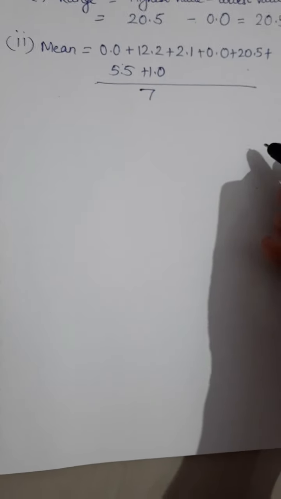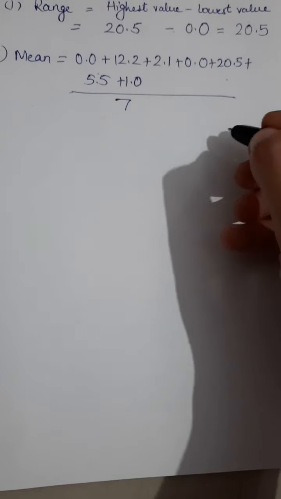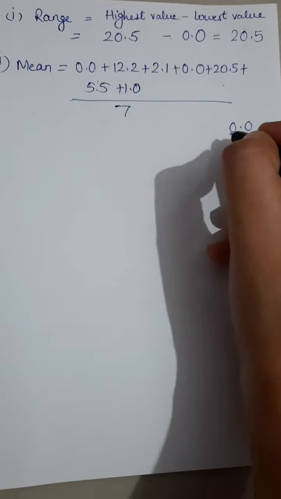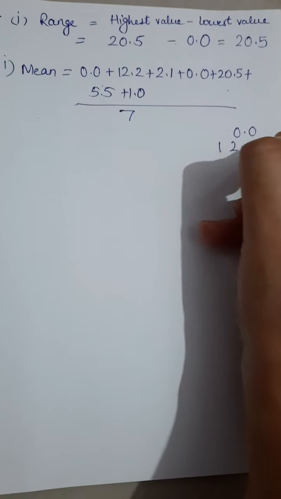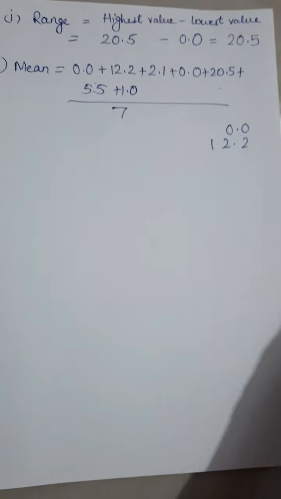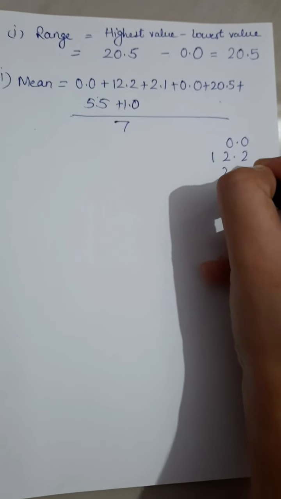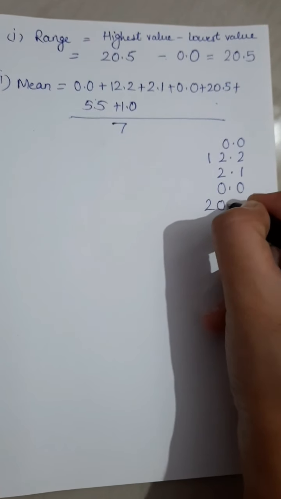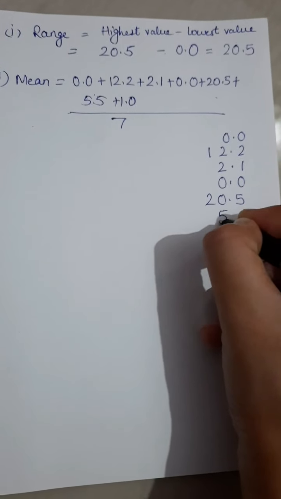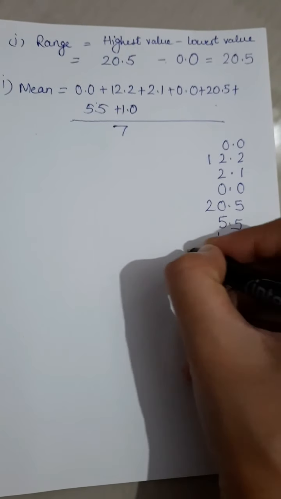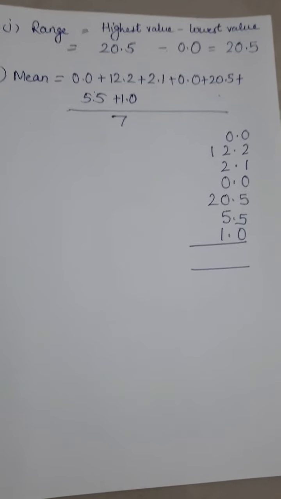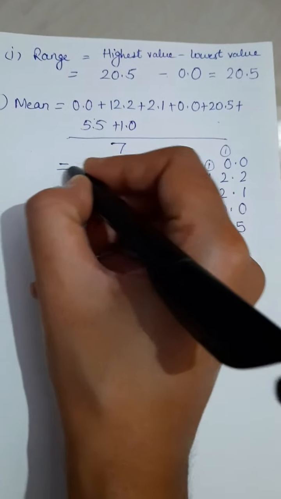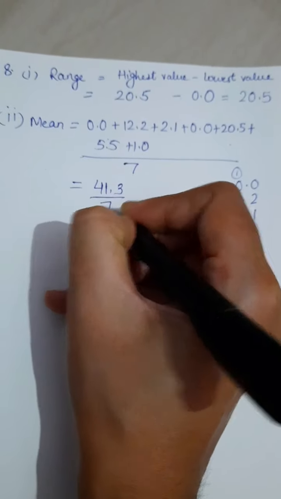So what you can do is write all these numbers vertically on rough side by placing decimal below decimal. First I have written 0.0, then 12.2. So you write it like this, so the decimal comes under decimal. Then 2.1, then again 0.0, 20.5, then 5.5, 1.0. Now you add this. When we add these, we get 41.3. So we'll write here 41.3 upon 7.